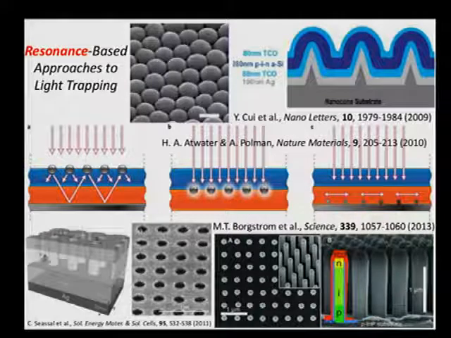There have been many resonance-based approaches to light trapping over the years, some of which are shown here, including nanoparticles, plasmonics, photonic crystals, and nanowires. However, all resonances have the intrinsic limitation of narrow bandwidths and select angles and polarizations.